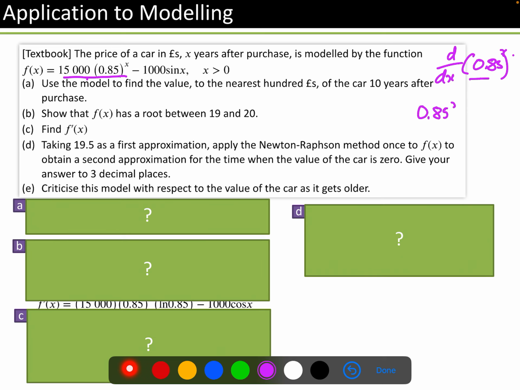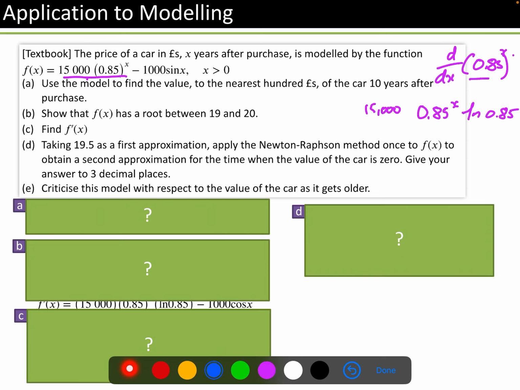So the same again means it's the same, and then the natural log of the number bit. So that will be the derivative for the first part. Sine, we also now know that sine, so I'm going to do that. And then I'm going to put the 15,000 back.